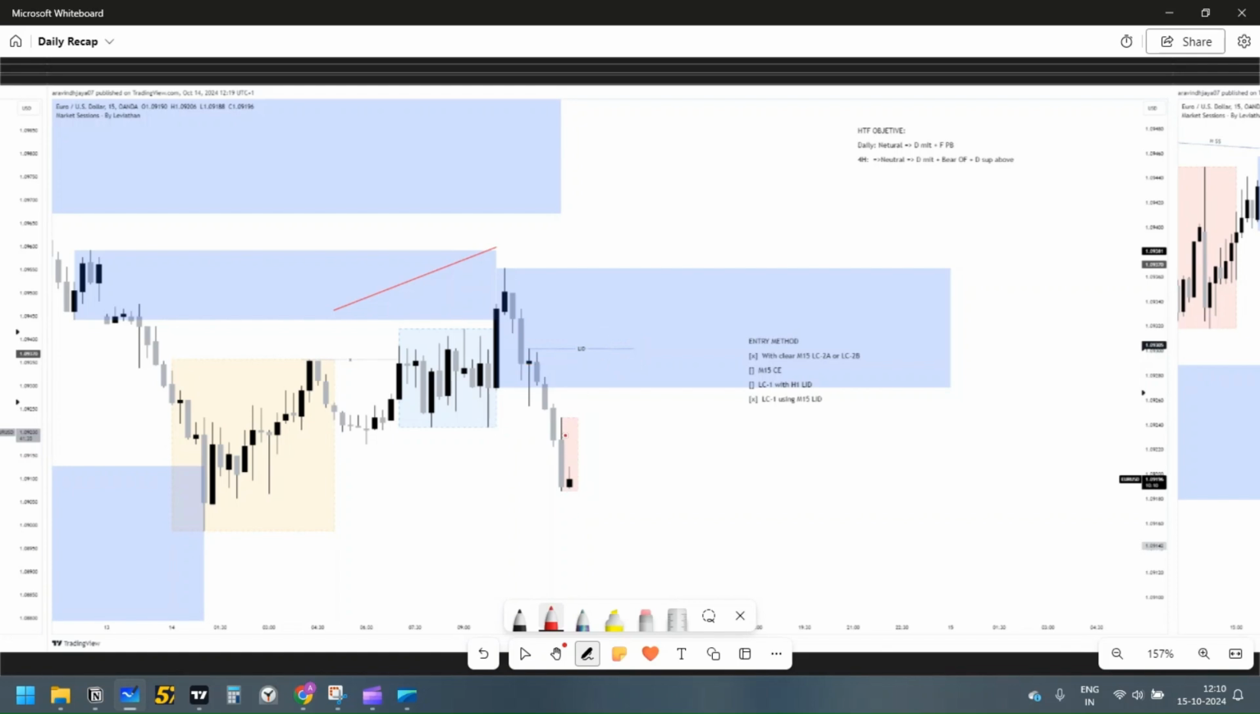Probably price can just take out this, mitigate this supply, which is a low time frame supply, and then it can push down. That would happen most probably. But if it happens, then this would be a high probability trade. Let's see whether it happens or not.